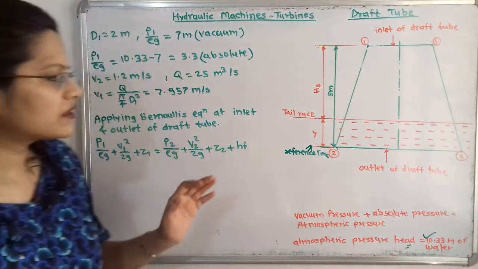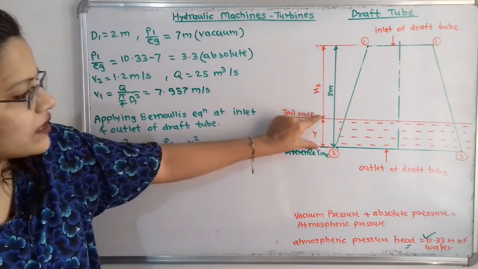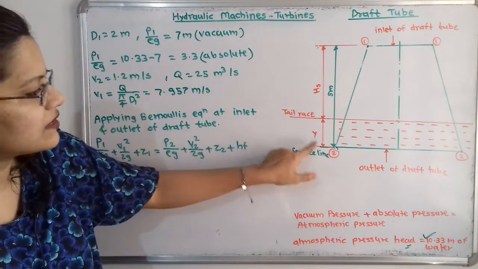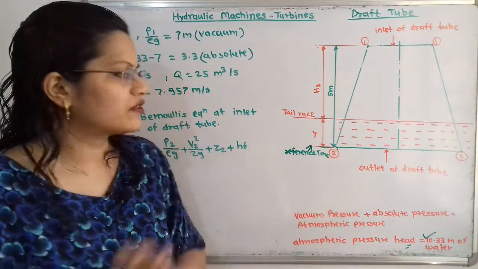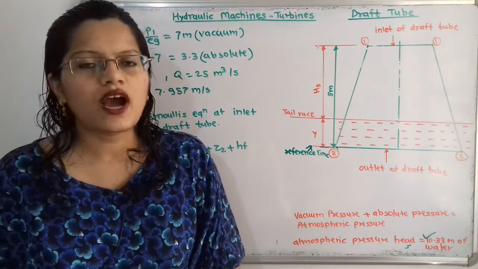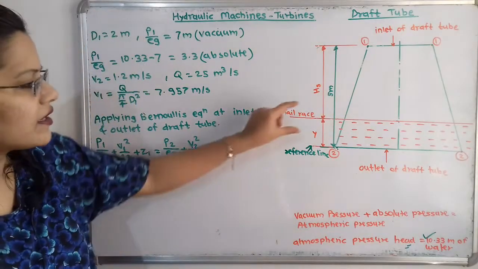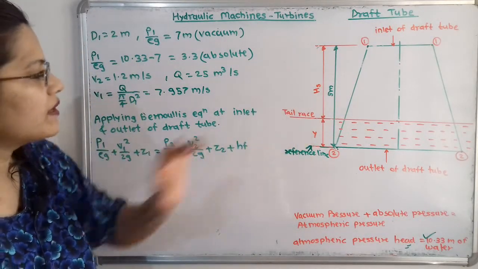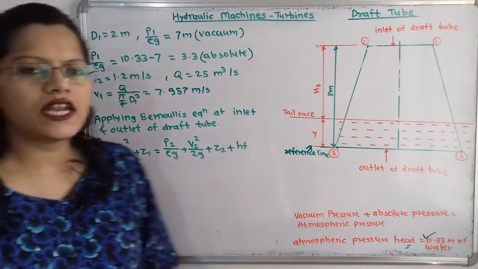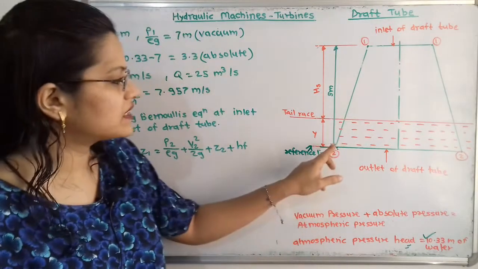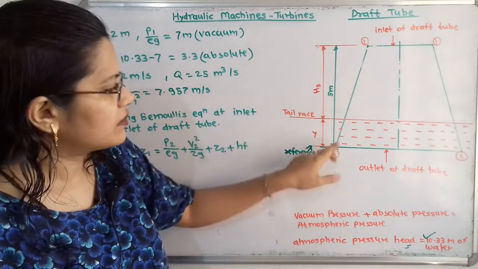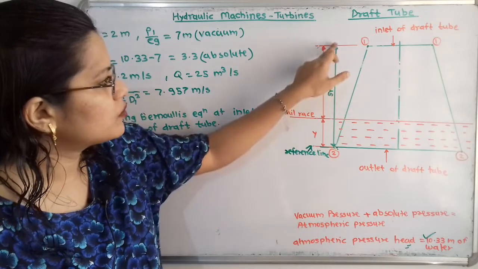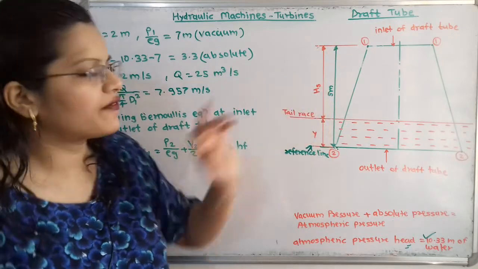Now if we observe the question, we have to find out what is the vertical height of this tail race from the bottom of the draft tube or from the outlet of the draft tube. So how to find out? So we will consider here this vertical height will be y. Now the total length or total height of this draft tube is given, that is from outlet to inlet or from the bottom to top. Here this total height is 5 meter.